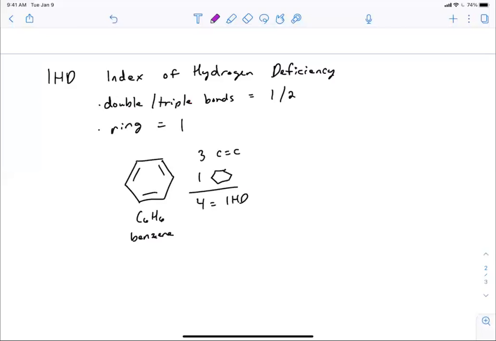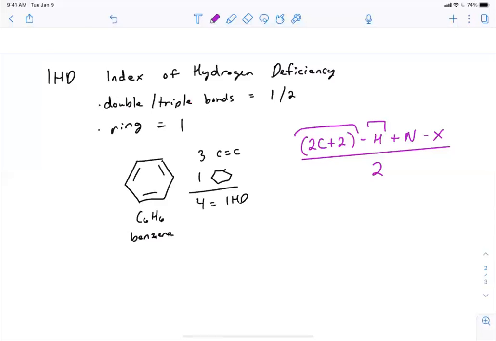Now, if you're given a formula, then you actually have to go through a process. And that calculation is 2C plus 2 minus H plus N minus X, over 2. Essentially you're trying to think, how many hydrogens would I need to saturate a straight chain version of that carbon? And that's the 2C plus 2. Because for an alkane, the formula is CnH2n plus 2. So 2C plus 2 is the maximum number of hydrogens that I would need if I were just bonding every carbon singly to hydrogens.